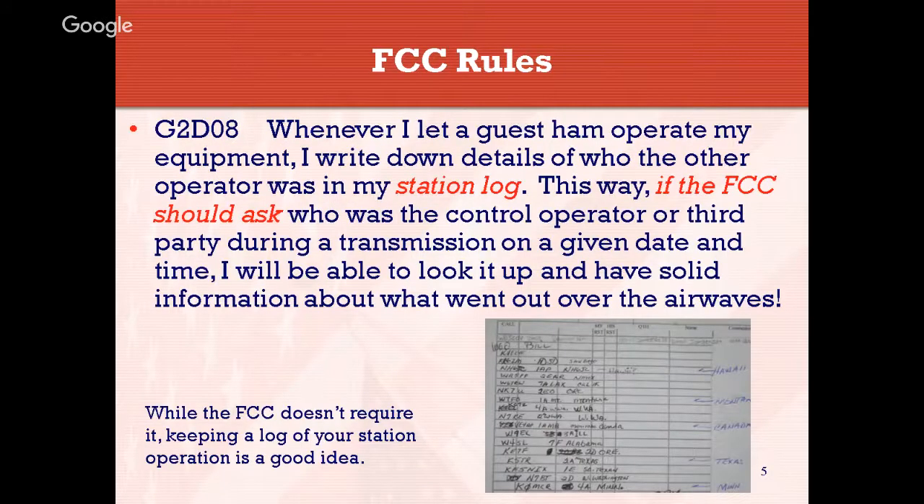So, the FCC rules. Whenever you let a guest ham operate in your shack, you should really keep a station log. Write down the details of who the operator was in your ham shack. This way, if the FCC should ask who the control operator or third party was during a transmission on a given date and time, you'll be able to look it up and have solid information about what went on over the airwaves.